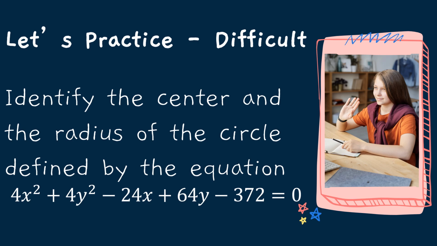So before we identify the solution, let us first simplify or make sure that the coefficients of x squared and y squared are only 1. I will write it on the next slide. We have 4x squared plus 4y squared minus 24x plus 64y minus 372 is equal to 0.